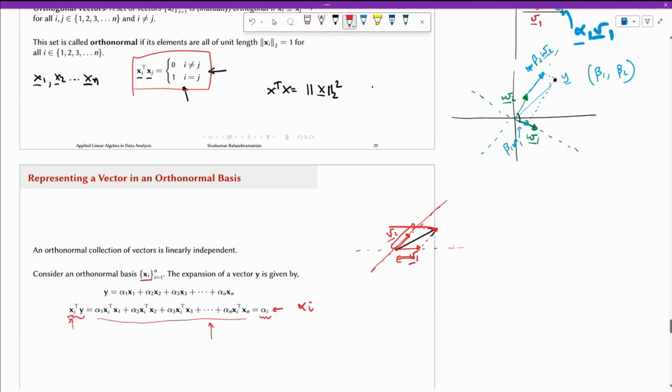That means it's very easy for me to find the representation of any vector if I have an orthonormal basis. All I have to do to find alpha i is simply take the standard inner product of my original vector y with that basis vector, and then I get alpha i. You don't have this simplicity if it's not orthonormal. That's one of the reasons why these are special.